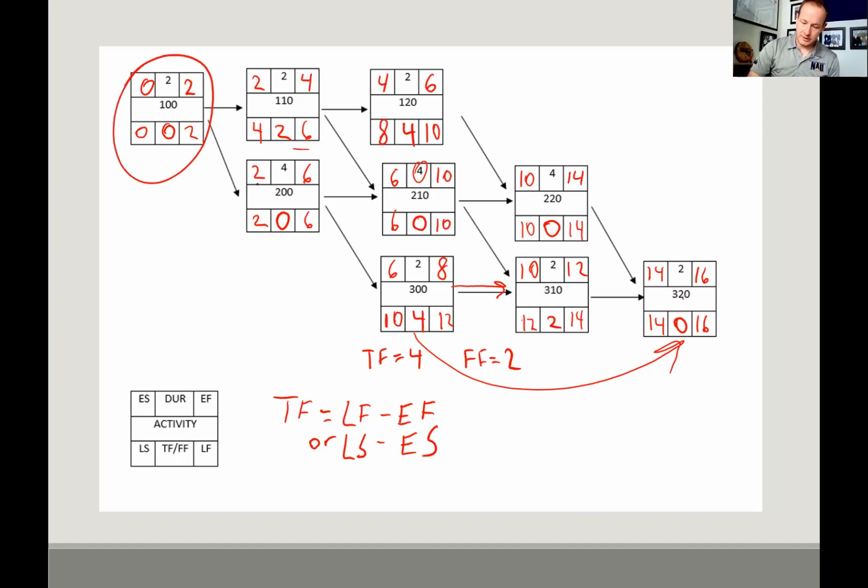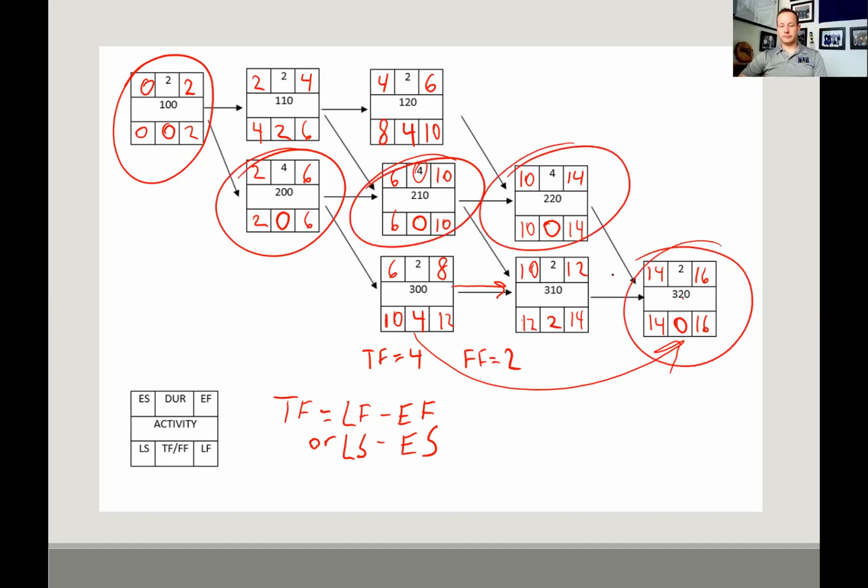Critical path is anything that has a total float of 0. Total float, not free float, okay? The total float gives us our critical path because that's the one that affects the end date. So this is our critical path. All right?